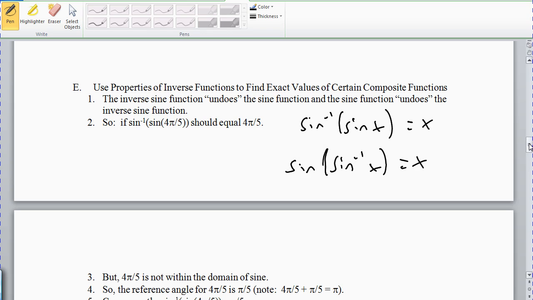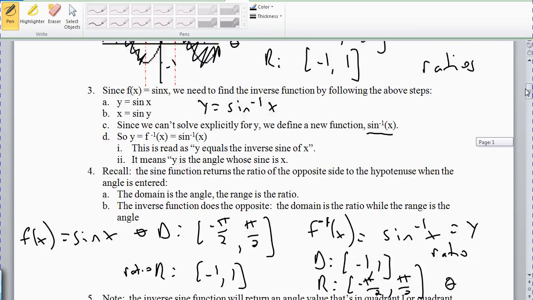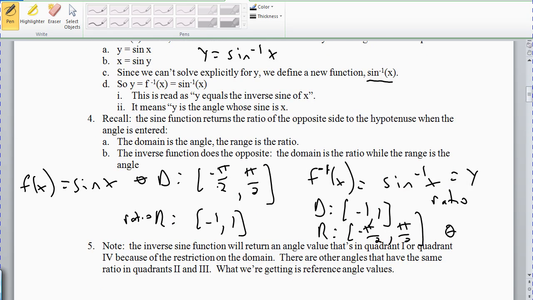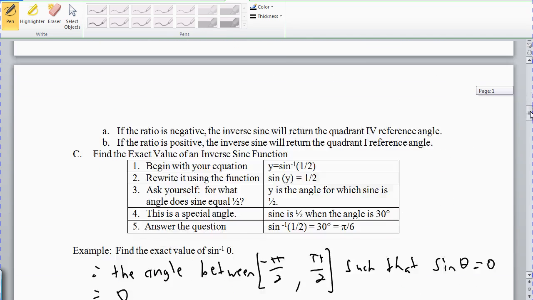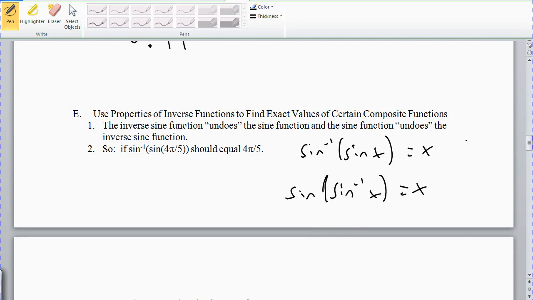And the reason why is because we have to look at our domains. Remember our domain? We have to look at the domain of the inside function, the domain of sine x. When we restrict it, do you remember how we restricted it? It's up here, from negative pi halves to pi halves. And for sine inverse, it's from negative 1 to 1. So this is only true on the domain negative pi halves to pi halves, and this is only true from negative 1 to 1.